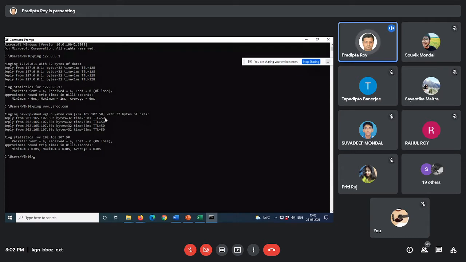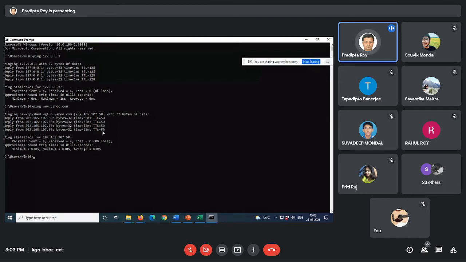Now compare the TTL value. When I am pinging my own machine with the loopback address, my TTL value is 128. And when I am pinging the Yahoo server, the TTL value changes to 50. So what is that TTL value? The full form of TTL is time to live, but it doesn't have any relation with real time. Actually, it has a relation with hop count.